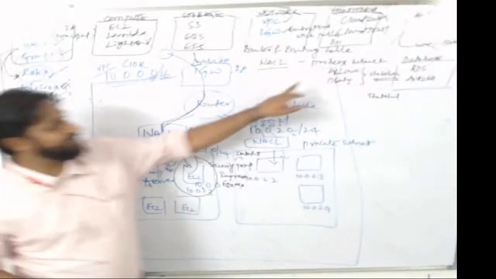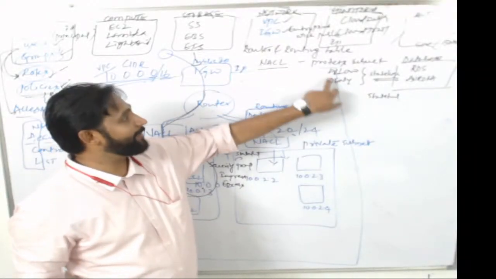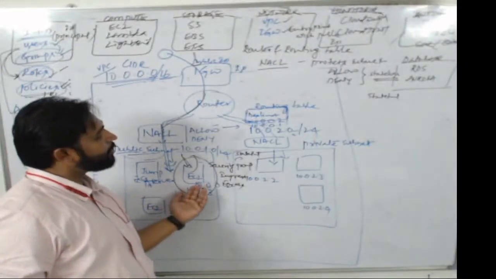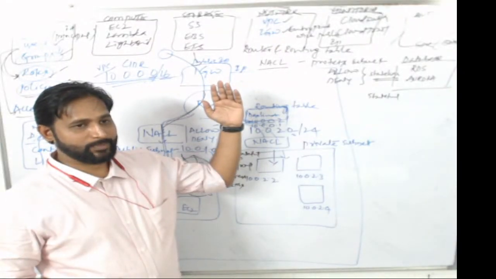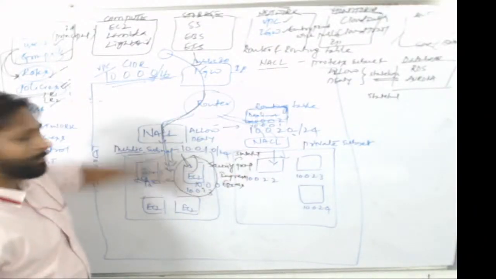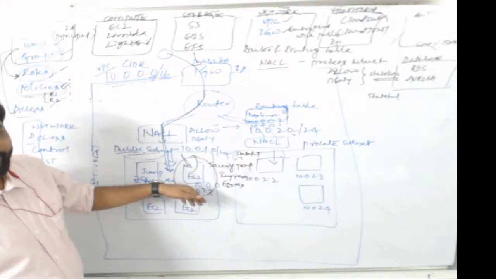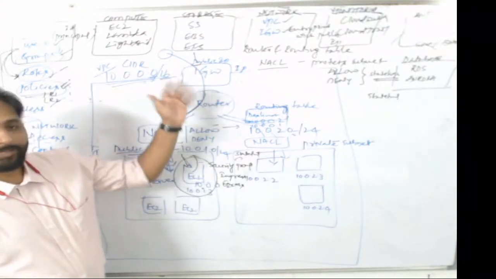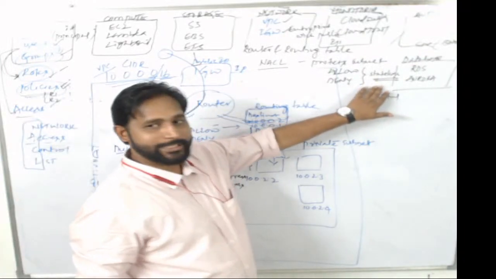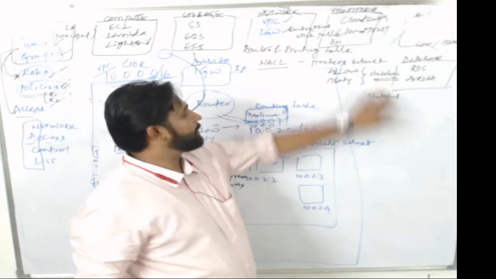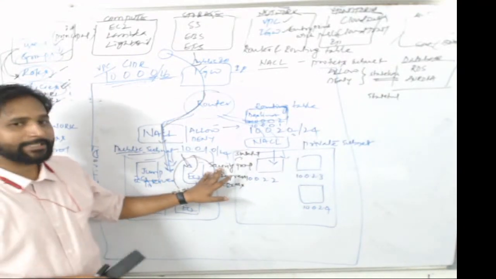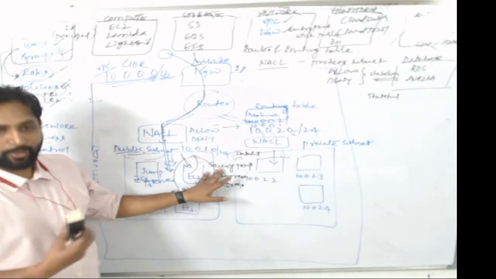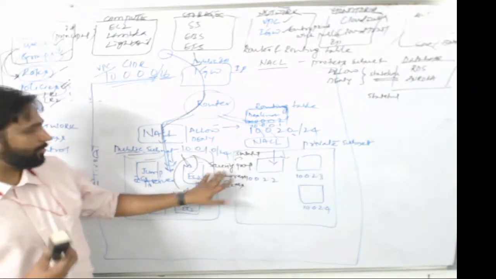NACL will not remember you entering. If it is allowing you inside, it does not mean it is allowing you outside also. All right, it's possible that it's only allowing you inside and not allowing outside. So it cannot remember. That's why it's called stateless. Whereas security groups, they remember. If a request is coming in, a request can go out also. The response can go out also. They're called stateful.